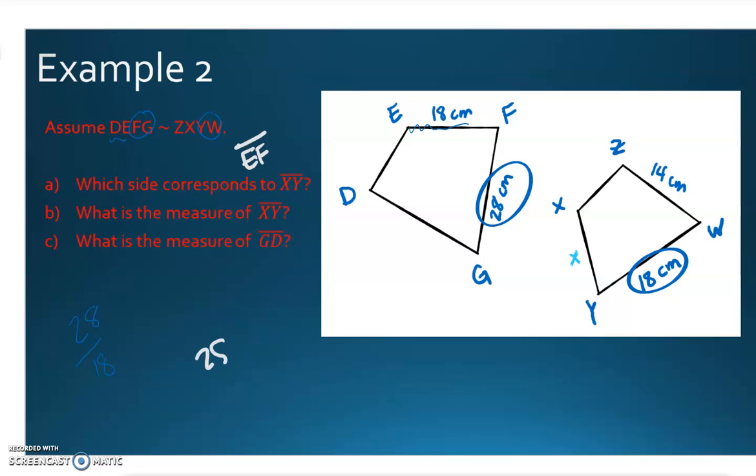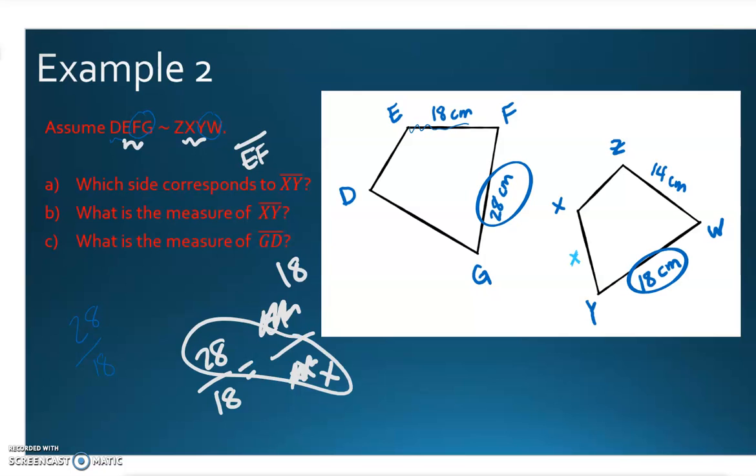So I'm going to say 28 over 18 equals, and then XY corresponds with EF, right? So I'm going to say EF over XY. It has to stay in that same order, right? 28 over 18 equals EF over XY. We know that EF is 18, so I can substitute that in, and XY, we just labeled it X. And then we're going to cross multiply and solve.